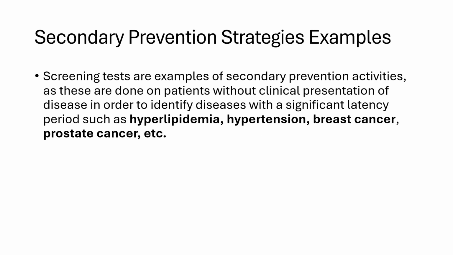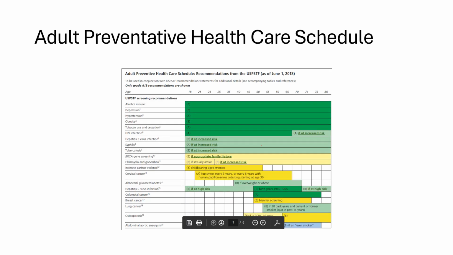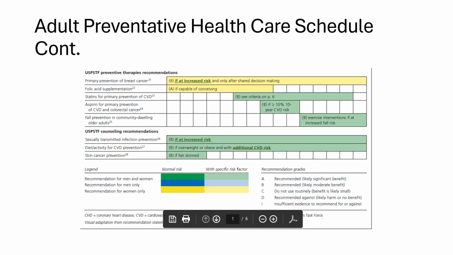So here are some examples: screening tests, and those are done on patients without clinical presentation of disease to identify disease with a significant latency period, like hyperlipidemia, hypertension, breast cancer, prostate cancer. So secondary prevention is screening. And here is an adult preventative health care schedule. Again, be mindful that these things do change. And here's another one.